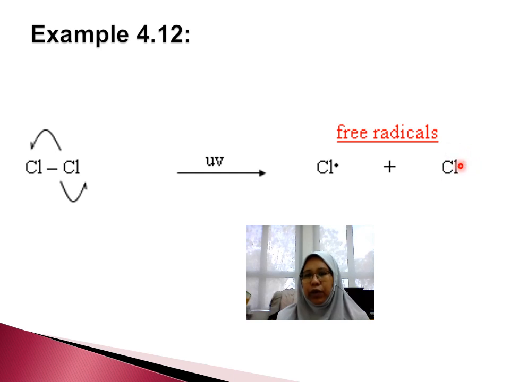This free radical will continue doing its reaction towards the other compounds in the solution. If we put in propane, it will convert propane to chloropropane because this free radical Cl dot is trying to take away the electrons from the other compound. So this is what we call free radical substitution. We will learn more in chapter 5, hydrocarbons, the reactions of alkanes.